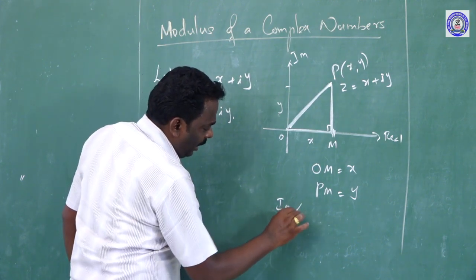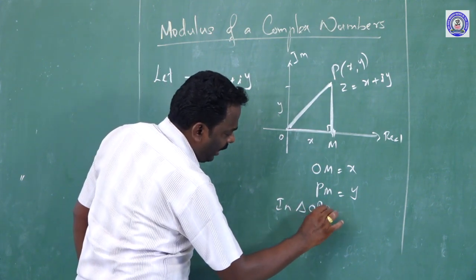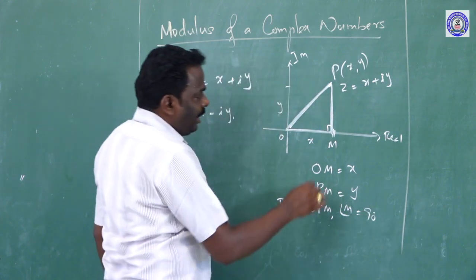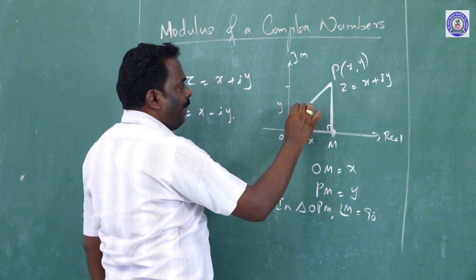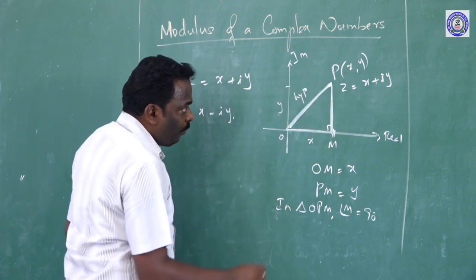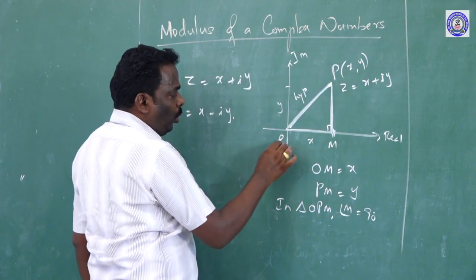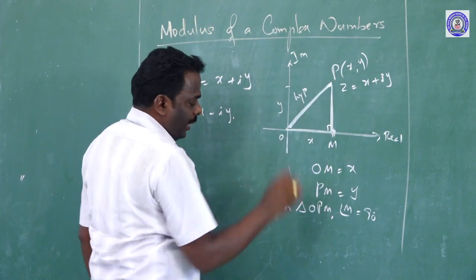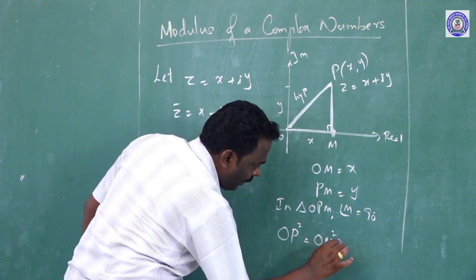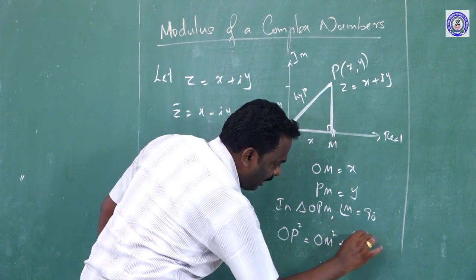In the triangle OPM, the angle at M is 90 degrees. Therefore the side opposite the right angle is the hypotenuse, which is OP. Therefore OP square is equal to OM square plus PM square.